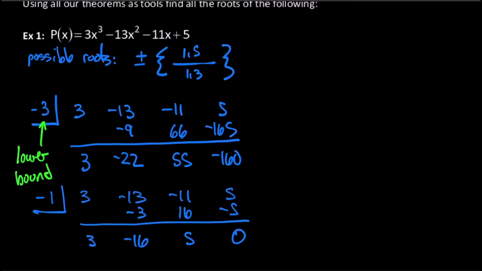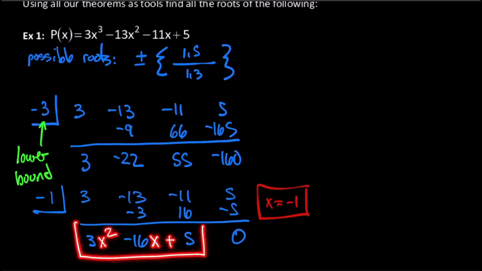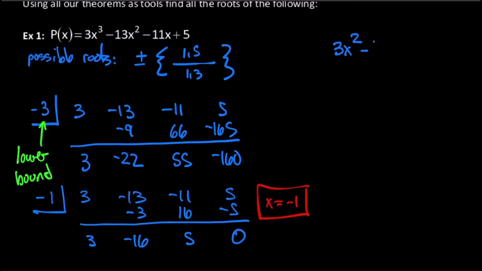Excellent. So I know x equals negative 1 is one of my roots. My depressed polynomial, I start with a cubic, so this is going to be a quadratic, 3x squared minus 16x plus 5. That's your depressed quadratic. 3x squared minus 16x plus 5. Set that equal to 0 to find our other roots.